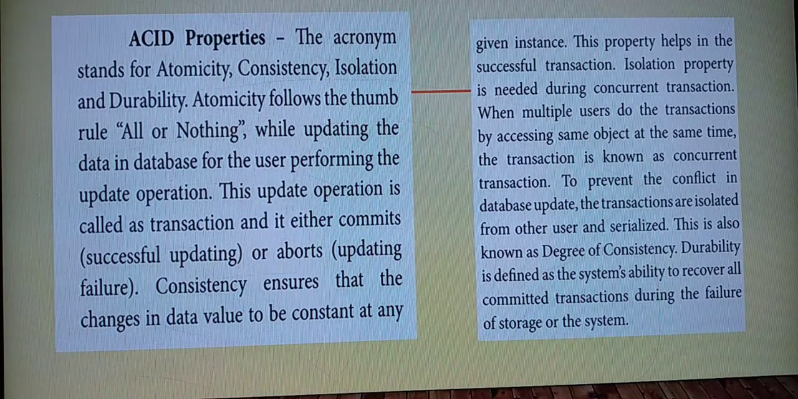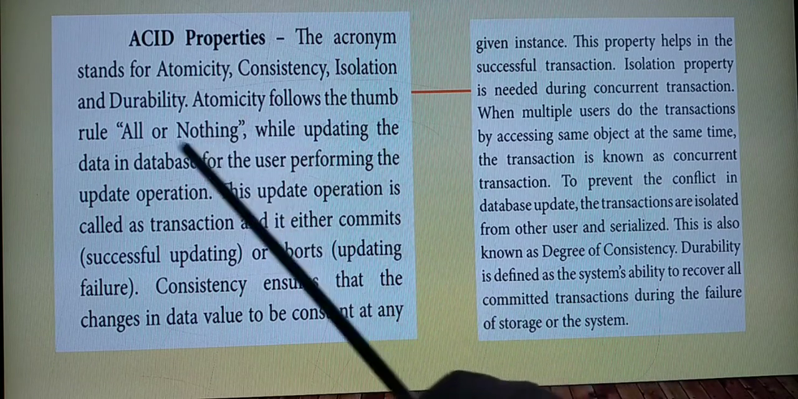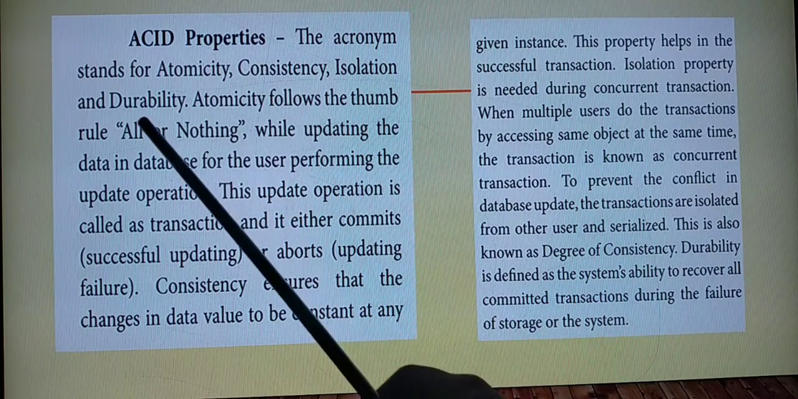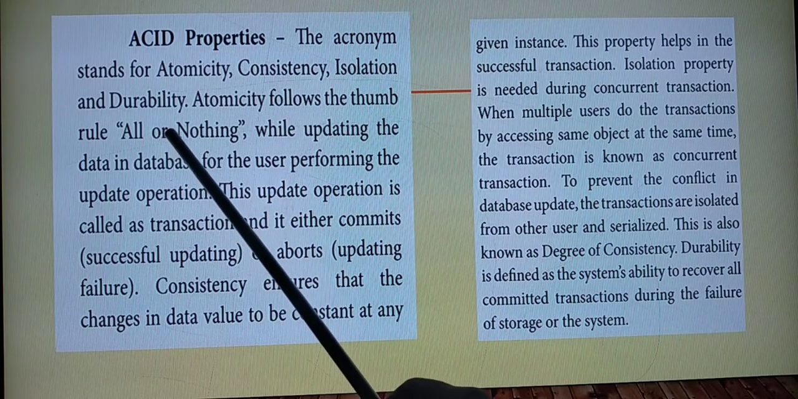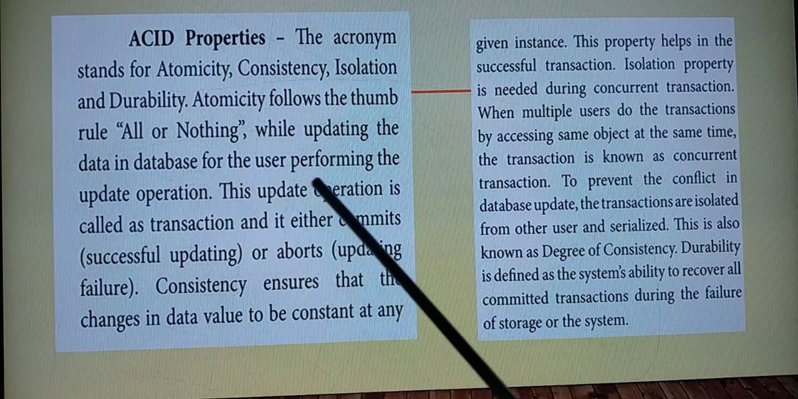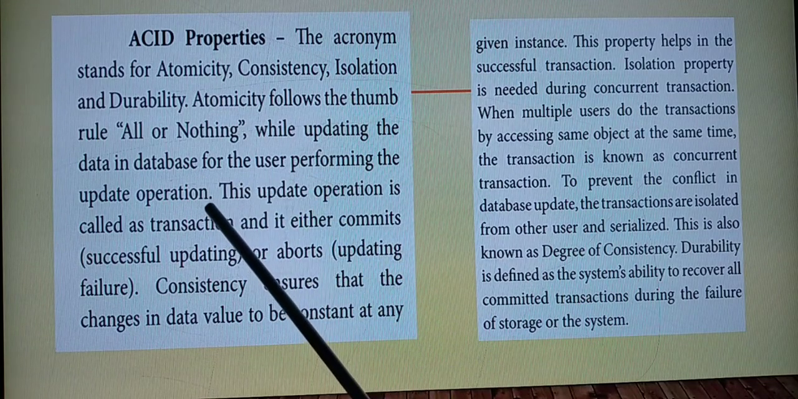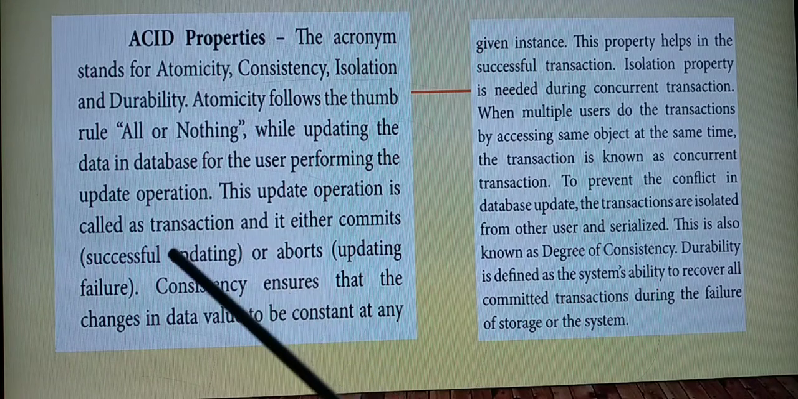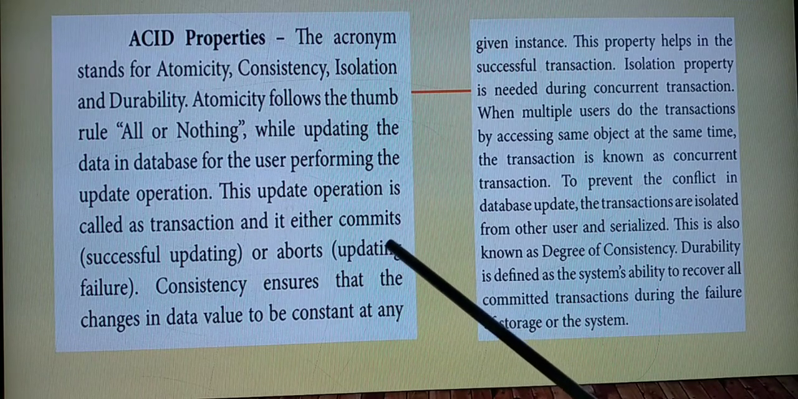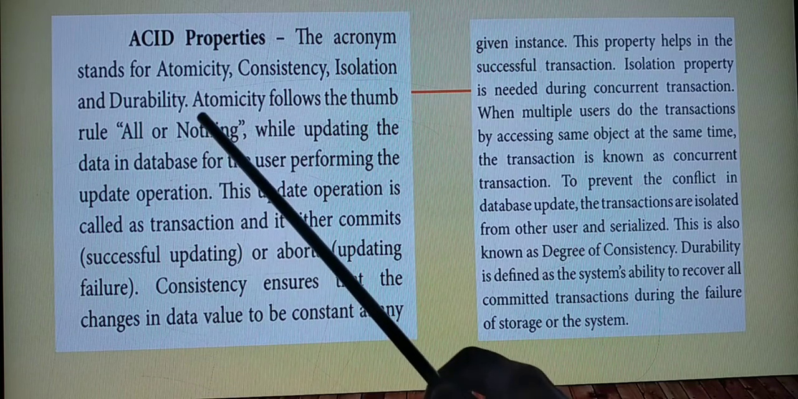it is your ACID properties. In ACID, A stands for atomicity, then consistency, isolation, and the next one, durability. Atomicity is the database user performing an update operation. This update operation is called a transaction, where either it commits, that is a successful update, or there is a successful abort. So that is your atomicity.